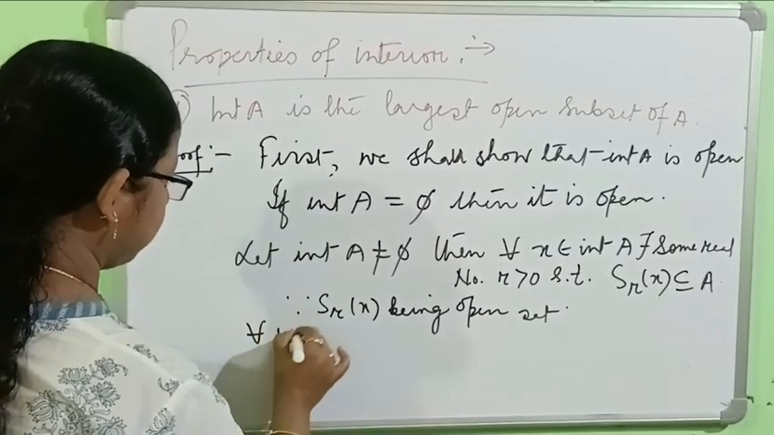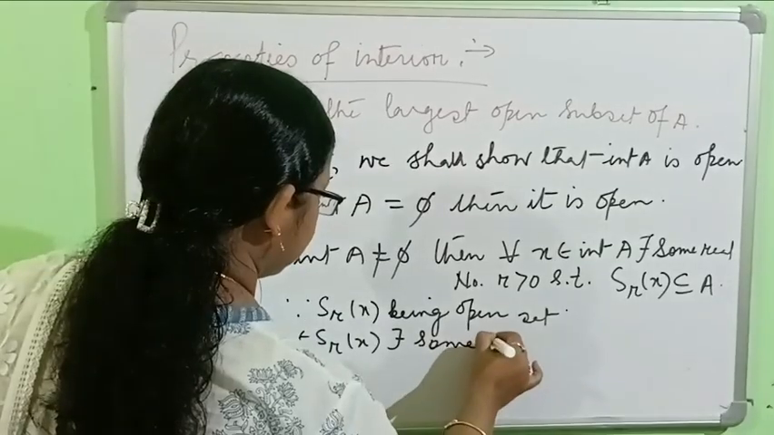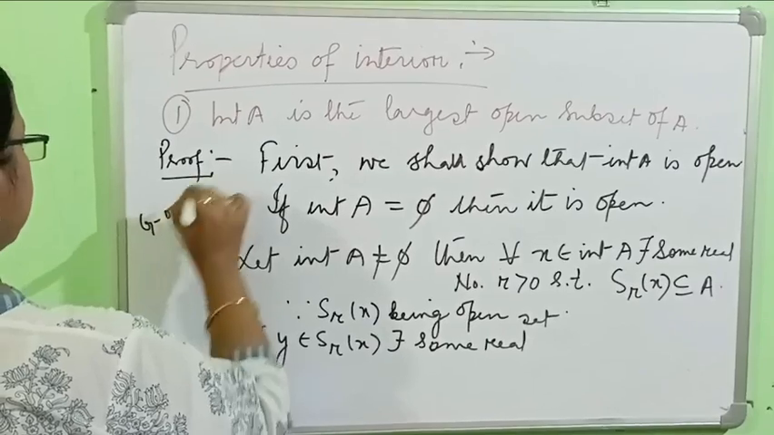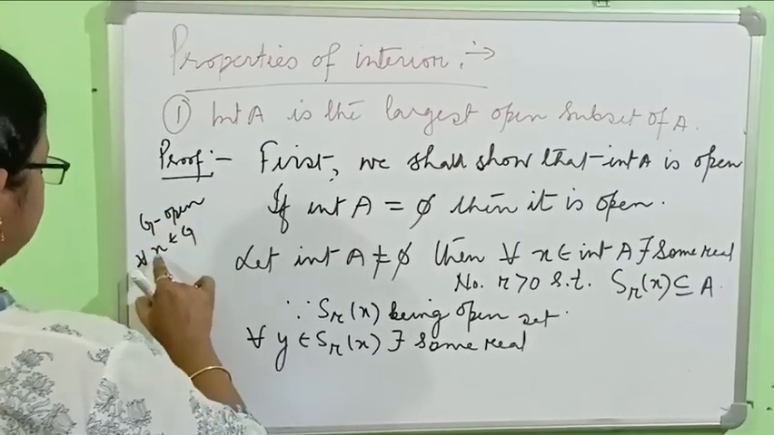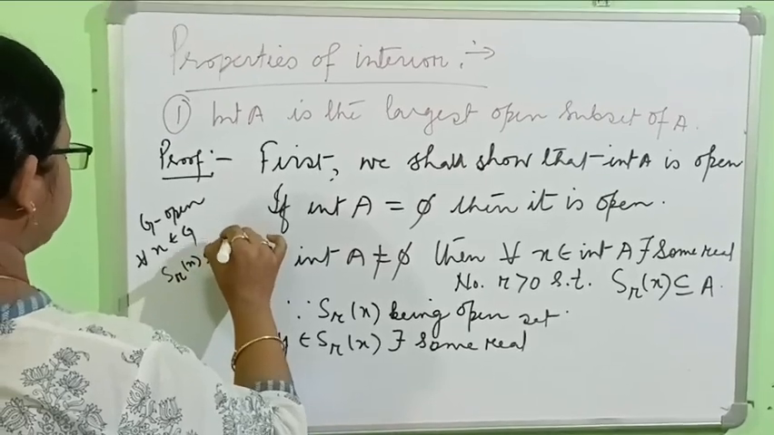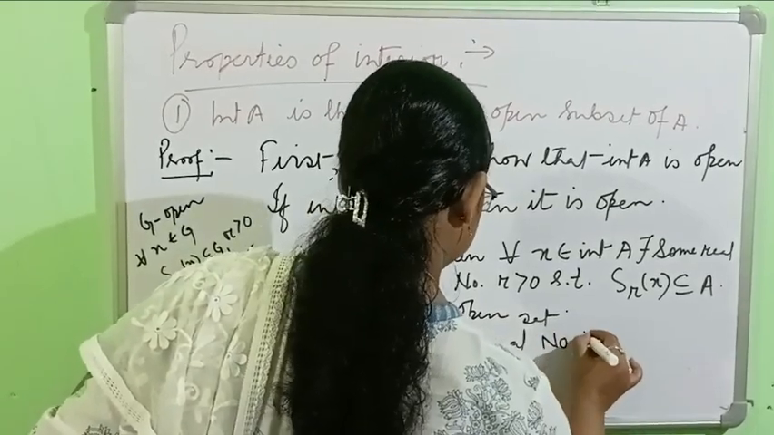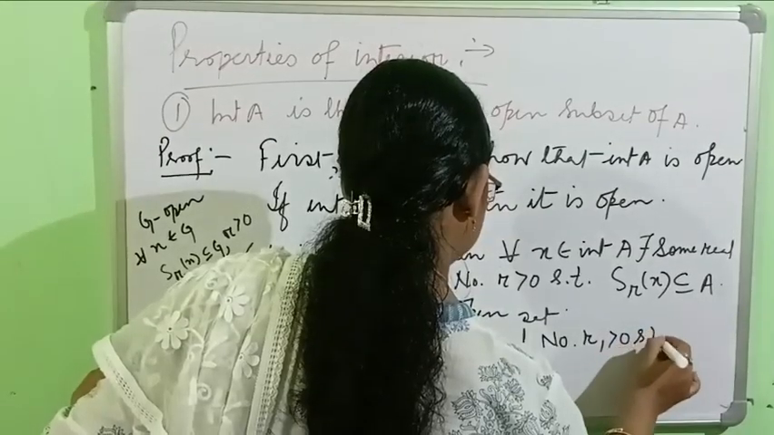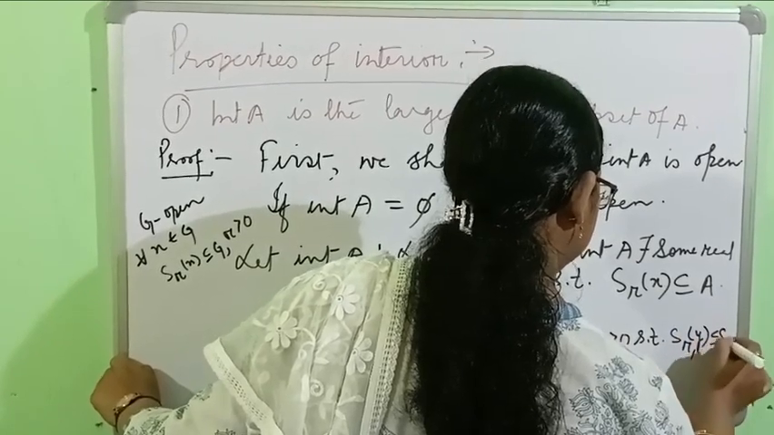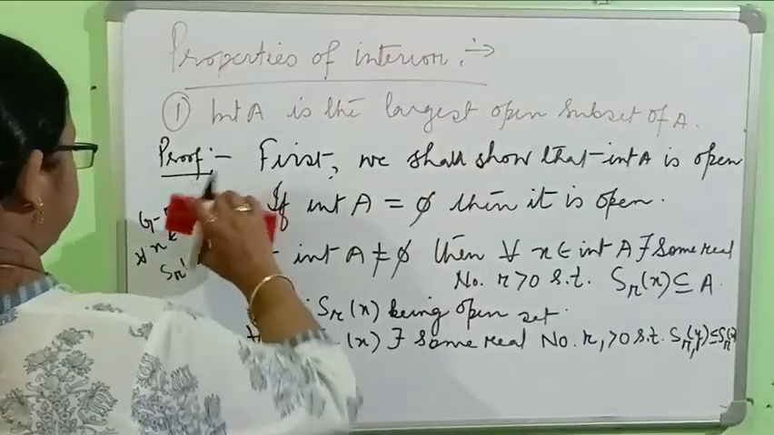for all y belongs to S_r(x), there exists some real number, by using the definition of open set. Z is open if for all x belongs to Z, x is the center of some open sphere S_r(x) contained in Z for some r greater than 0. So using this definition of open set, we will get some r1 greater than 0 such that S_r1(y) is a subset of S_r(x).